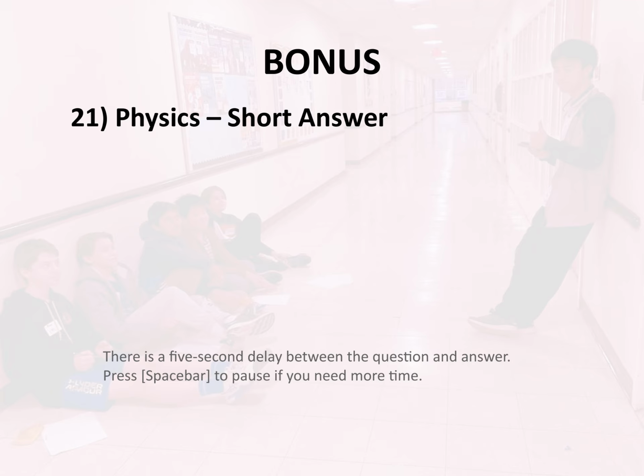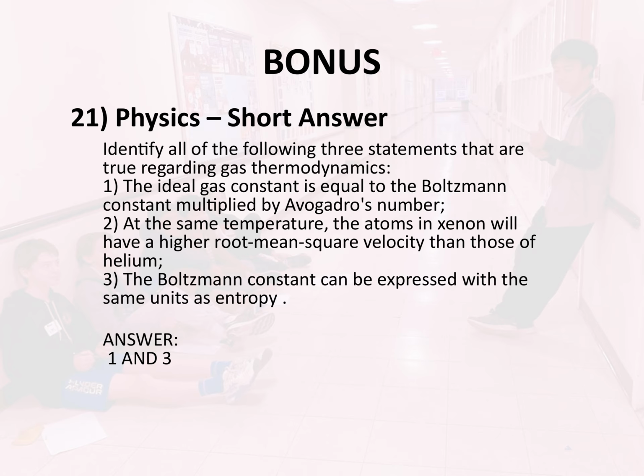Bonus 21. Physics, short answer. Identify all of the following three statements that are true regarding gas thermodynamics. 1. The ideal gas constant is equal to the Boltzmann constant multiplied by Avogadro's number. 2. At the same temperature, the atoms in xenon will have a higher root mean square velocity than those of helium. 3. The Boltzmann constant can be expressed with the same units as entropy. Answer: 1 and 3.